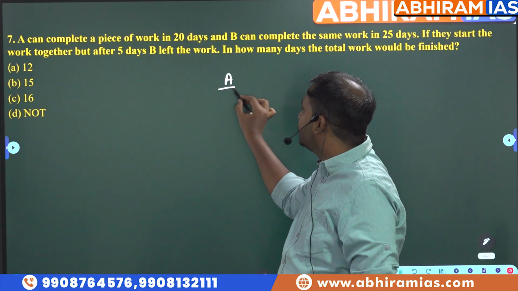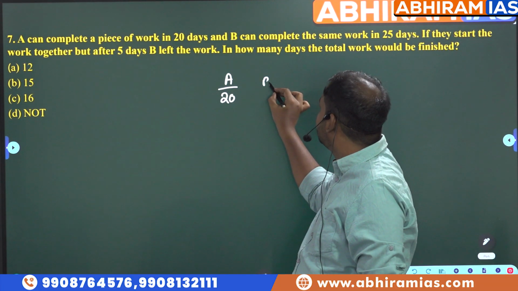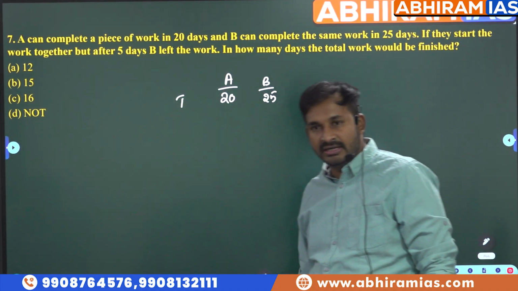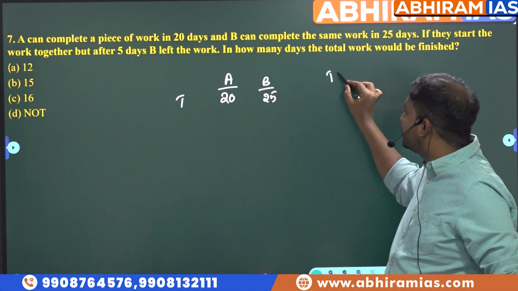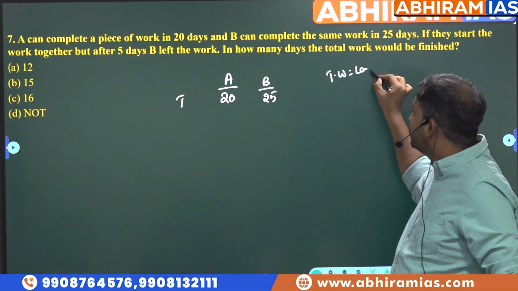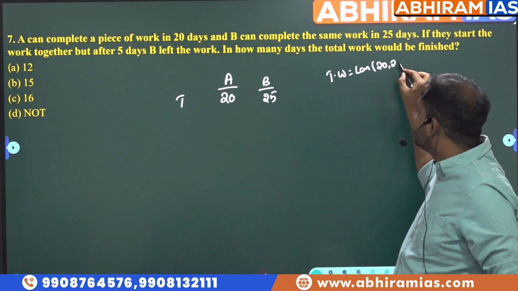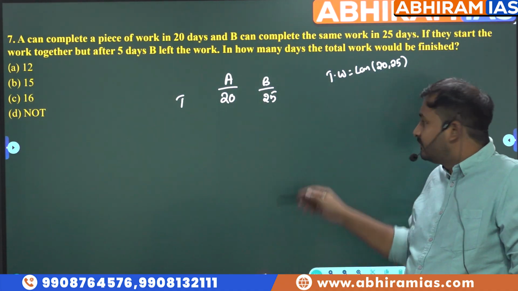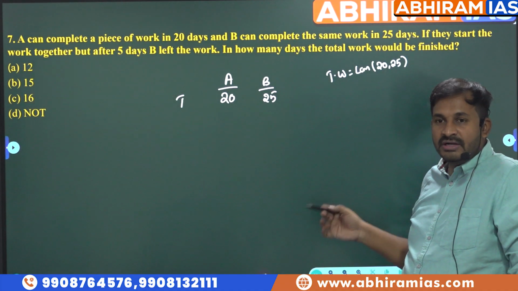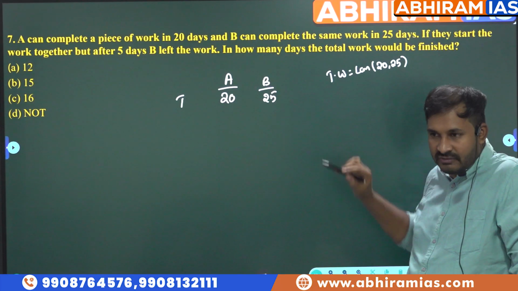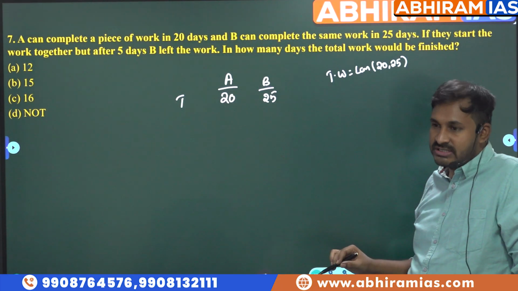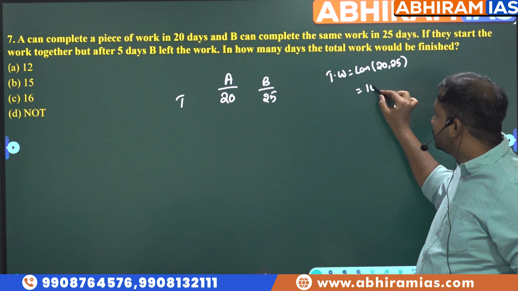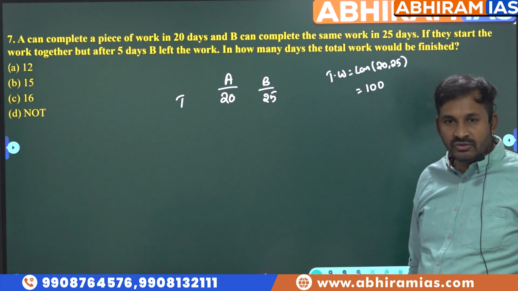A can do it in how many days? 20 days. B can do it in how many days? 25 days. So, these are the times taken by A and B. And the total work will become LCM of 20 and 25. So, biggest number is 25. 25 2s 50. 50 is not divisible by 20. 25 3s 75. 75 is not divisible by 20. 25 4s is 100. Yes, 100 is divisible by 20, right? So, the LCM also is 100. So, total work is 100.